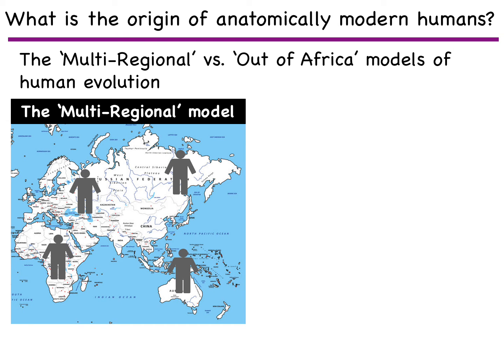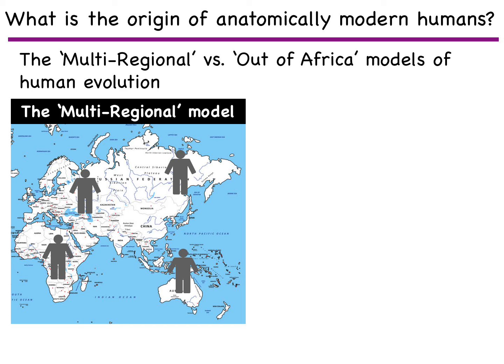All right, now let's use some of the principles we've been talking about to talk about the origin of anatomically modern humans, okay? There have been two theories out there for a very long time to explain the origin of anatomically modern humans. When I say anatomically modern humans, I'm talking about Homo sapiens, okay? The two models are the multi-regional model versus the out of Africa model.